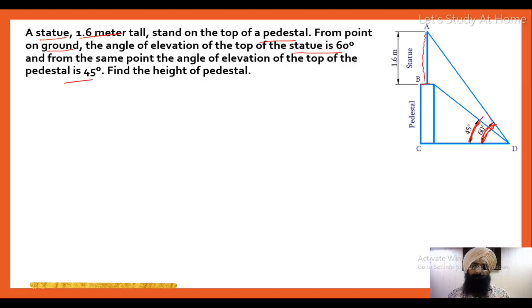So here again I am going to use tan because hypotenuse has no role here, and here only perpendicular and base. I am going to use tan 45, firstly for the pedestal. Tan 45 degree is equal to perpendicular upon base, means BC is the perpendicular, BC over DC. So this implies 1 is equal to BC over DC. This implies DC is equal to BC. One thing is clear: the height of the pedestal is equal to the distance of the point from the base of the pedestal, means this side equals this side.